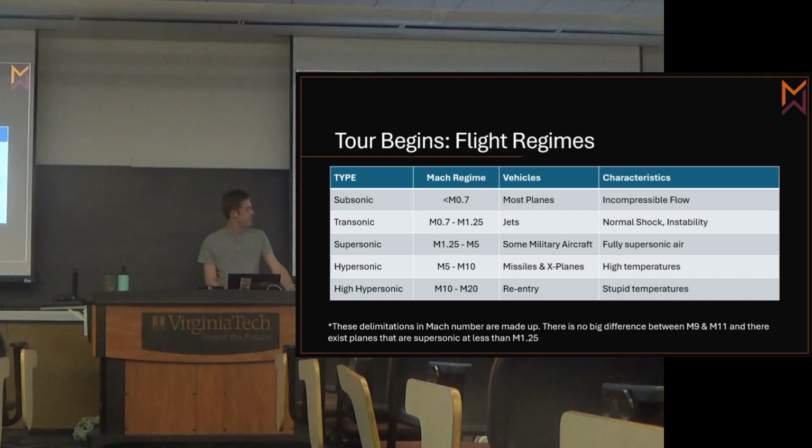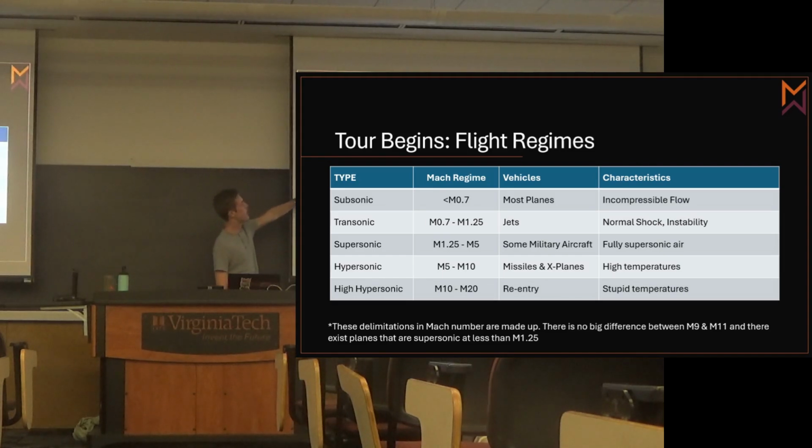Okay, so then we get to our flight regimes. The only actual main delimiter here is Mach 1, which we already kind of erased. Subsonic, no supersonic air anywhere. Transonic, we're getting some supersonic air. Supersonic, everything is above Mach 1. And Mach 1 isn't even in here because, as we'll talk about in a second, you can get supersonic air when your free stream velocity is less than Mach 1.